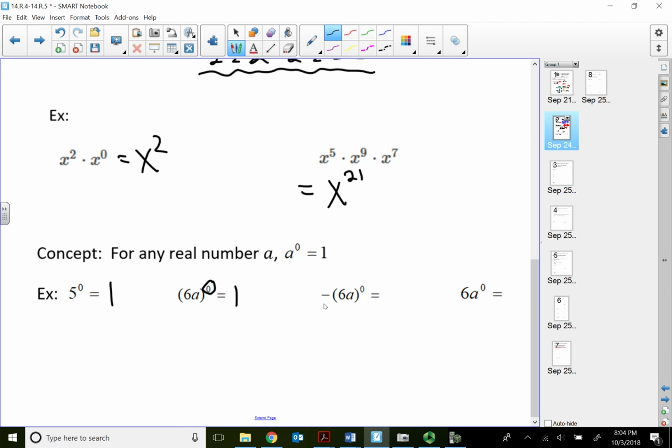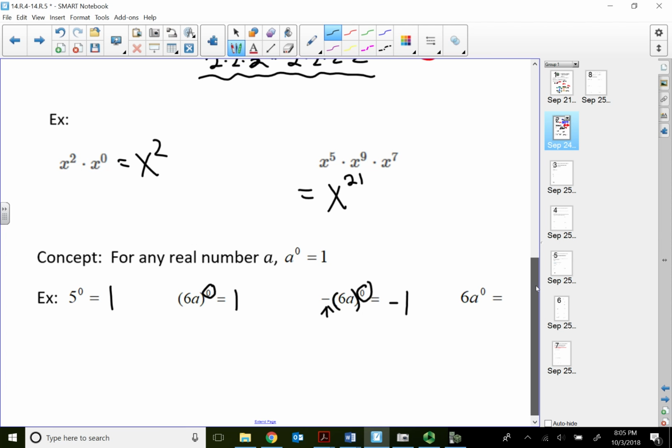Now this one is a little bit different. This negative sign is actually on the outside of the parentheses. So that means this exponent 0 is only sitting on top of the 6a. So 6a to the 0 power is 1. This negative sign up front means negative 1 times, so that will make my answer negative, because of the negative sign up front.